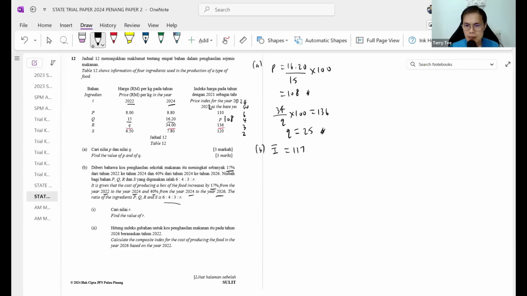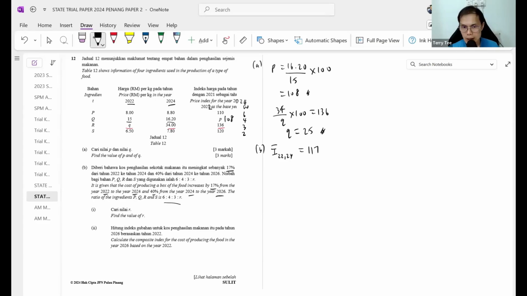Okay, there is a way to write this, but again, up to you. Some teachers or students may write a bit differently. So normally what I write is 22, 24. 22 base year, 24 current year, but you can write 24/22. So same thing. Okay, yeah, it's up to you. But this is just a notation. If you don't write it, it's fine.